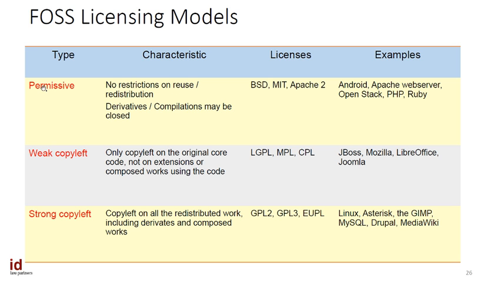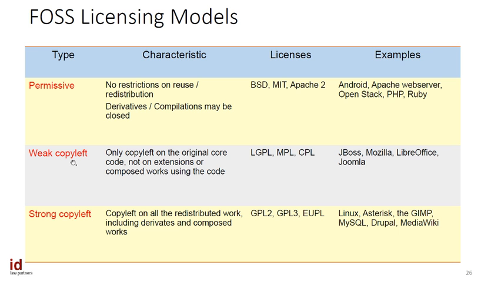We have permissive licensing, which has no restrictions on reuse. Well, the examples are the BSD, MIT, or Apache license, and these are used in Android, Apache Web Server, obviously, OpenStack, PHP. We have, on the other hand, strong copyleft, where all redistributions of the work and improvements must be under the same license. This has had a lot of uptake. Obviously, GNU Linux is the most famous, but also Asterisk, the GIMP, MySQL, Drupal, all of these are under the GPL family of licenses.